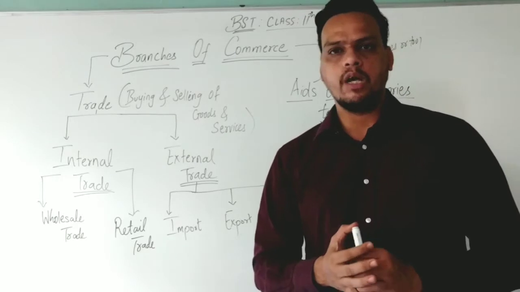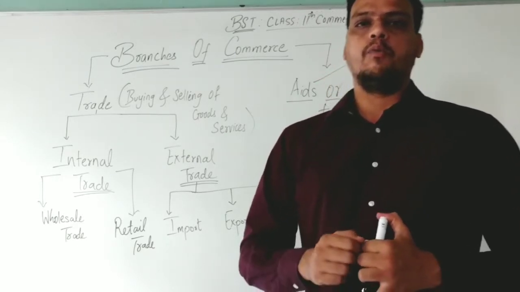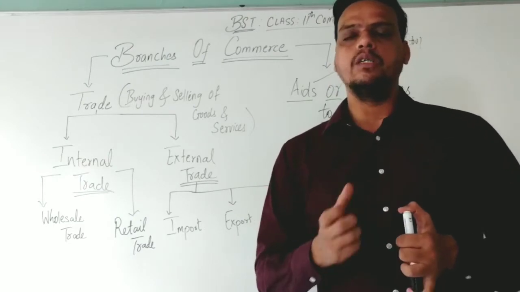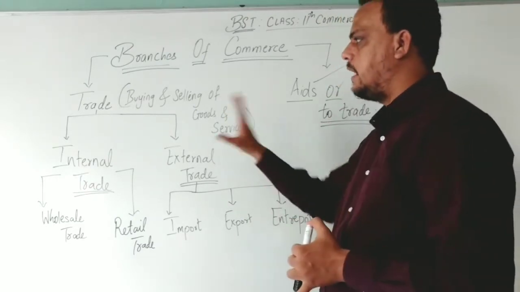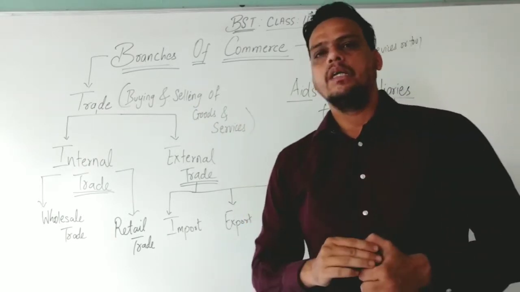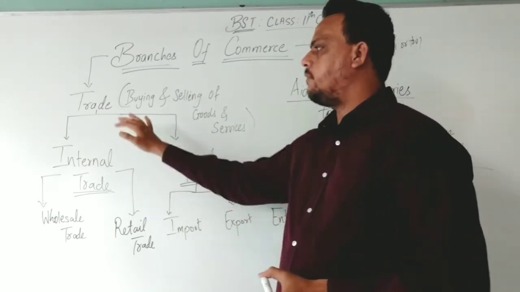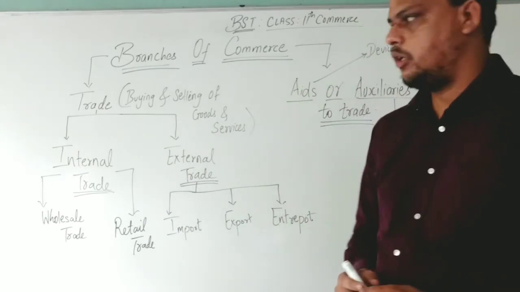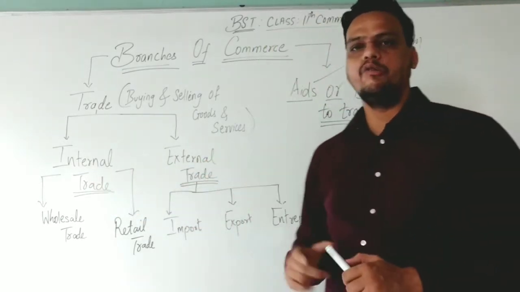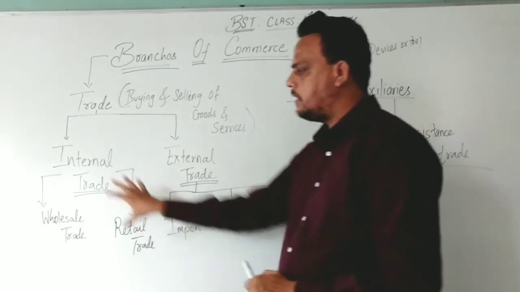The factors of production which you provide in the organization, and then you sell that product to earn certain profits. That is considered as trade. Buying and selling of goods and services. In this, we have a classification of trade. In classification of trade, we have two categories. One is internal trade, another is external trade. Let's begin with internal trade.